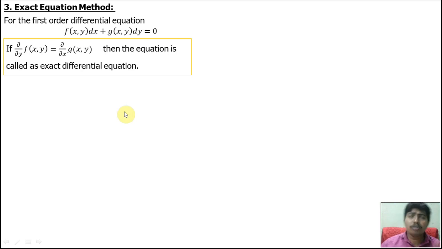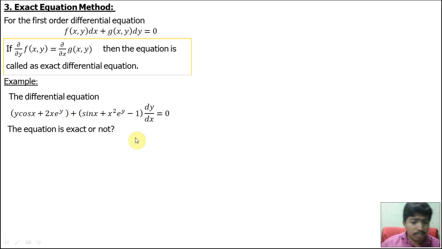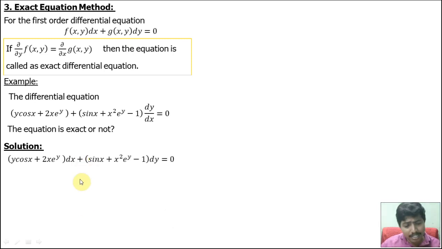Otherwise, we go to choose another method. For example, here the differential equation is given for this problem. This is not separable, this is not homogeneous. Then we have to check whether it's the exact equation method or not. So simplify this equation into this format. So we will get this equation. Let us take this coefficient of dx term as f of x comma y and the coefficient of dy term as g of x comma y.